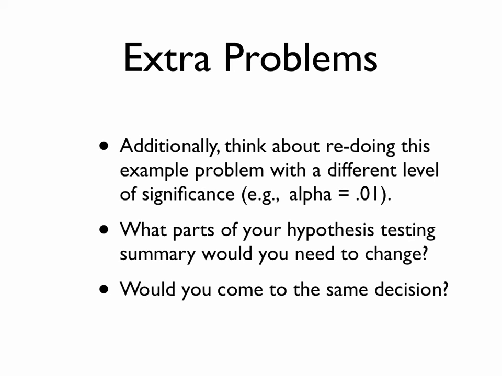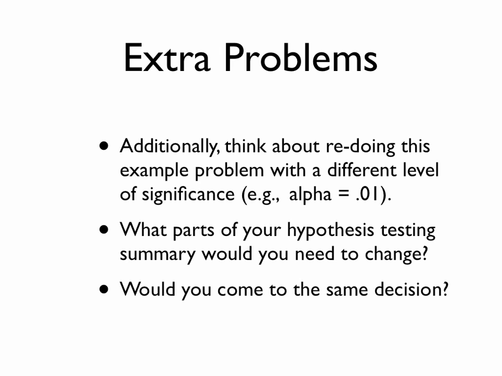Additionally, if you want more practice, think about redoing this example problem with a different level of significance. So maybe with alpha equaling 0.01, the other main significance level that you'll see in behavioral and medicine statistics. So when you do this, think about what parts of your hypothesis testing summary would change if you change the significance level.